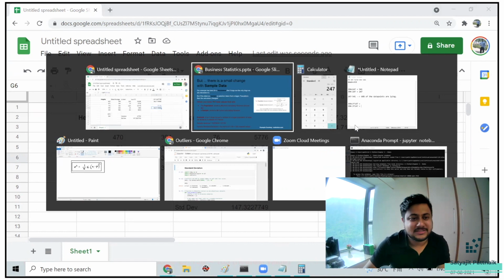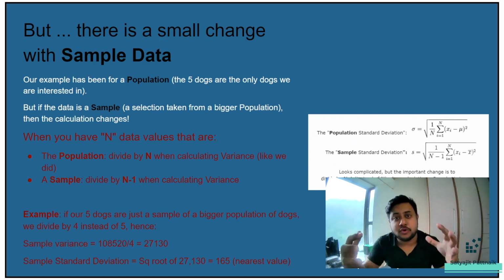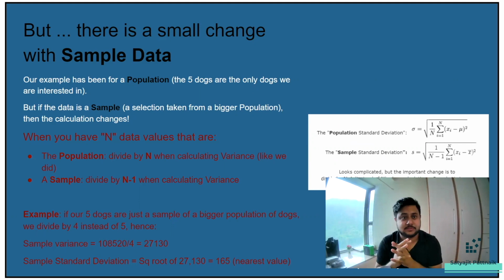Let's talk about that. It's a little bit difficult concept to understand, but I'm sure you can read some blogs and articles to know more about it, and I will try to explain as much as possible. There is a small change with sample data. In statistics, we have 2 concepts: one is population, one is sample. I will have more topics and videos on how to create a sample, but let's just assume this example.